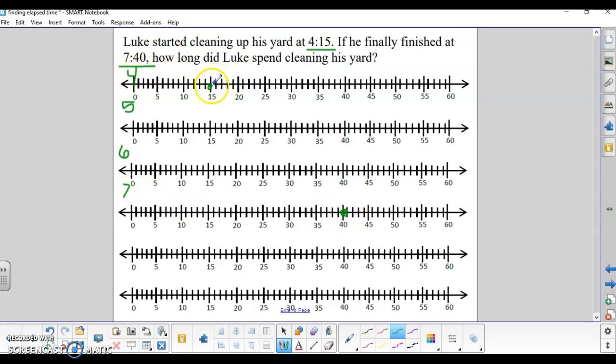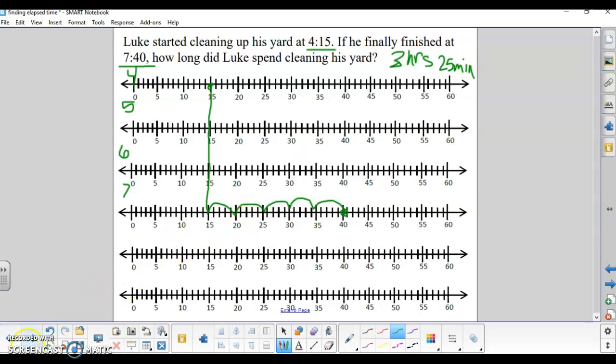So now I have 4:15 and I want to label it to 7:40. So here we're going to count our hours first. 1 hour, 2 hour, 3 hour. Now I don't want to go down any farther because I would be past my dot. So I have 3 hours. And let's count our minutes. 5, 10, 15, 20, 25. 3 hours and 25 minutes is how long it took him to clean up his yard.